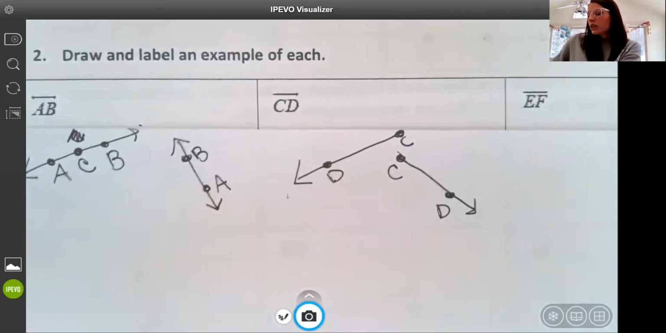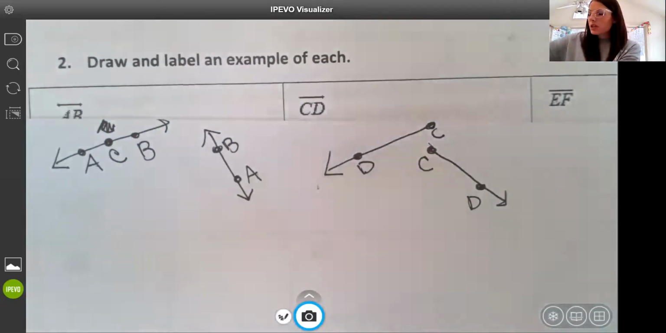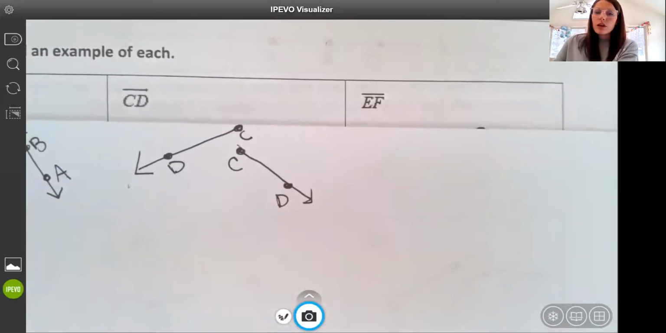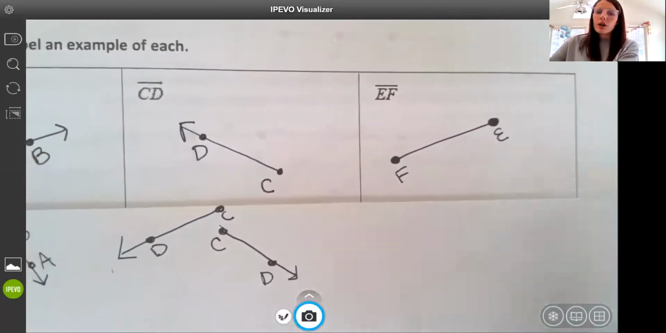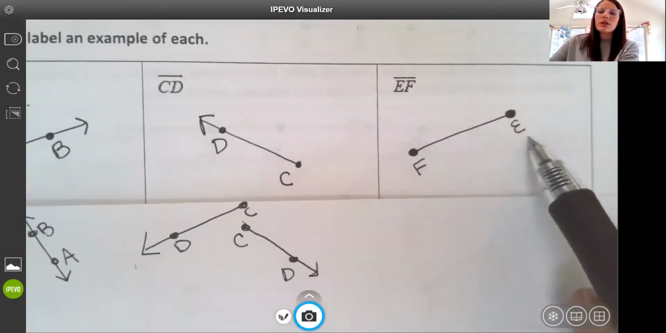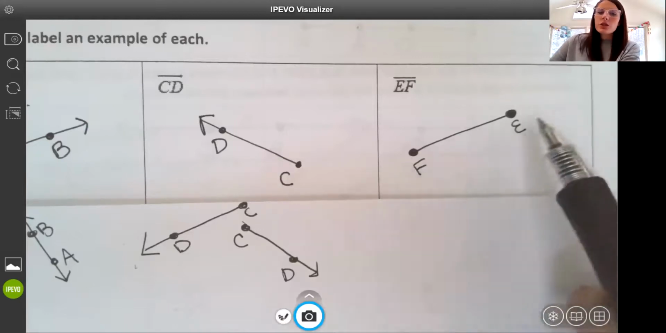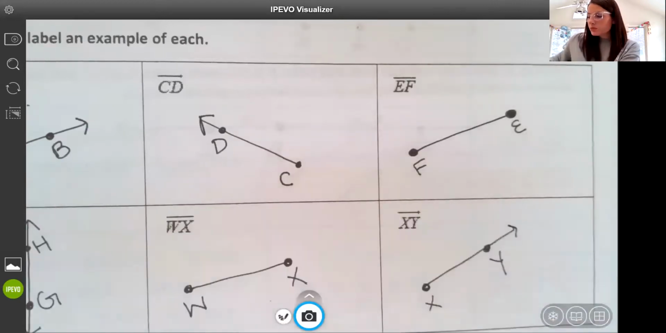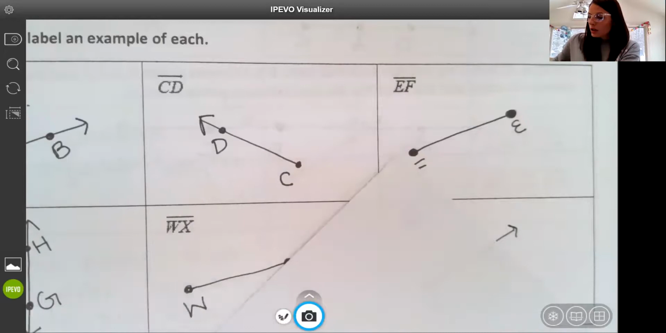Okay. And then our last one's a segment EF. There's no arrows there, so I can draw that however I want. I could go crazy and write F first and then E. I still know that that's segment EF there.